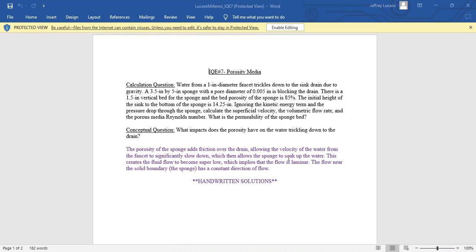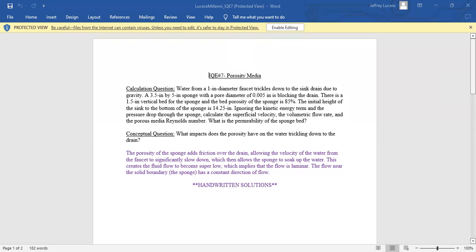The porosity of the sponge adds friction over the drain, allowing the velocity of the water from the faucet to significantly slow down, which then allows the sponge to soak up the water. This creates the fluid flow to become super low, which implies that the flow is laminar. The flow near the solid boundary, the sponge, has a constant direction of flow.